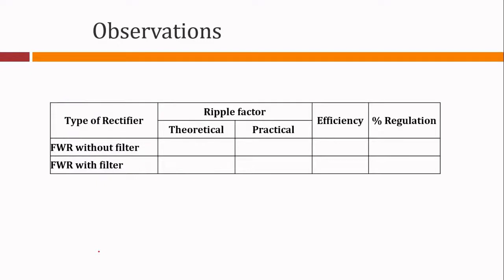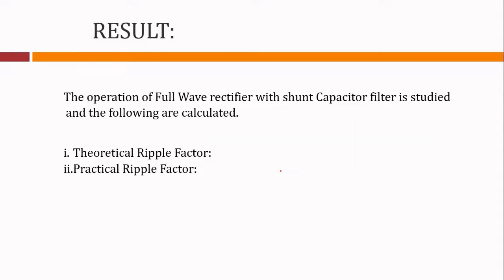The observations. We are going to play a demonstration video. You have to pause that video and check out the practical value, and from the equation you have to find out the theoretical value using the values of frequency, capacitor value and resistance values. Efficiency and regulation are not required to be noted. What is important is the theoretical value of ripple factor and the practical value of ripple factor, and this you have to note down in your journal.